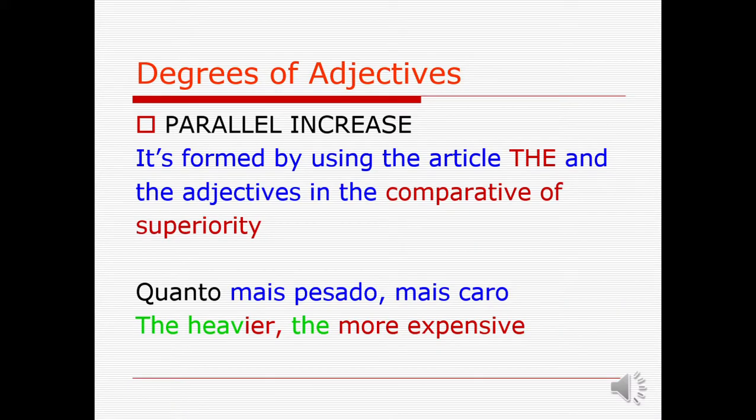There's also the possibility of expressing parallel increase, and it's formed by using the article the and the adjectives in the comparative of superiority. So if I want to say quanto mais pesado, mais caro, I just say the heavier, the more expensive.